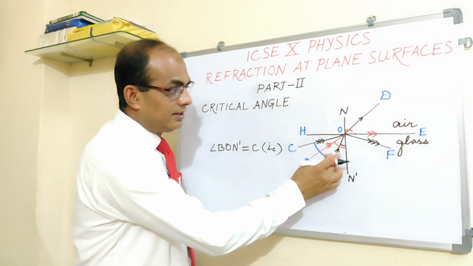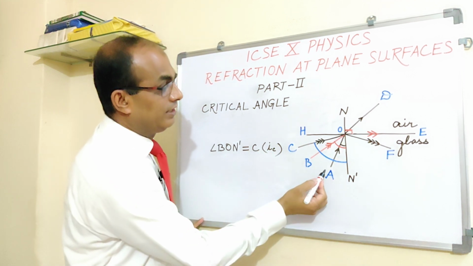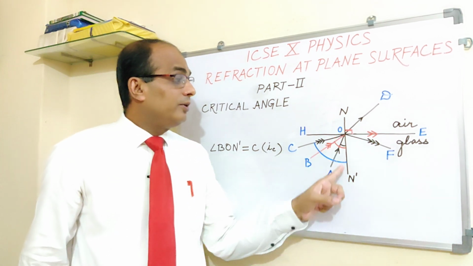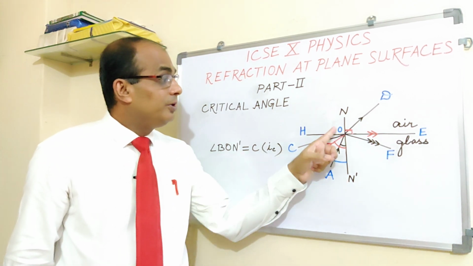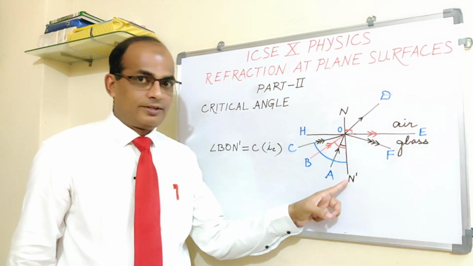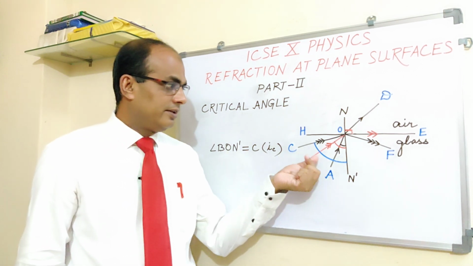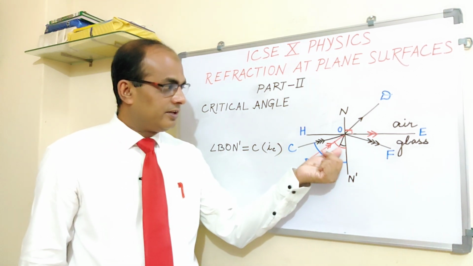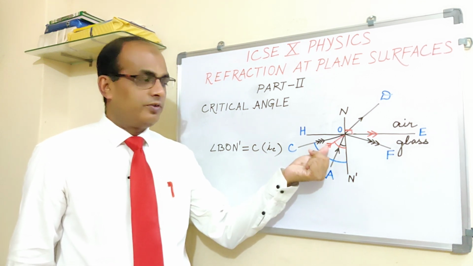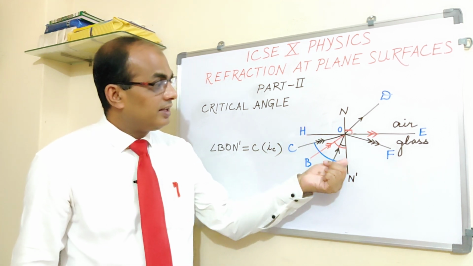This angle is not critical angle. See, there are 3 angles. One angle is AON dash. Second angle is BON dash. Third angle of incidence is CON dash. Out of these 3 angles of incidence, because there are 3 incident rays, for this incident ray this is the angle of incidence, for this incident ray in red, this is the angle of incidence, and for the third incident ray CO, this is the angle of incidence.